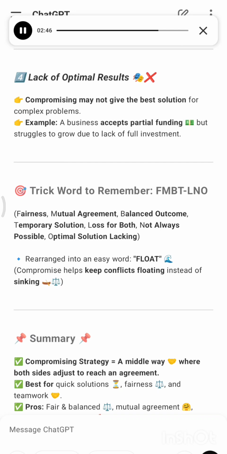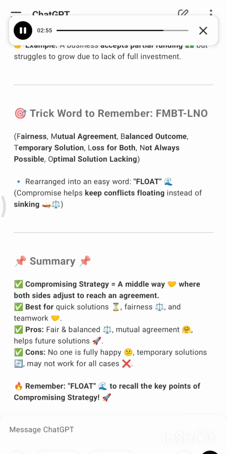Trick word to remember: FMBT-LNO. Fairness, mutual agreement, balanced outcome, temporary solution, less chance for both, not always possible, optimal solution lacking. Rearranged into an easy word: float. Compromise helps keep conflicts floating instead of sinking.